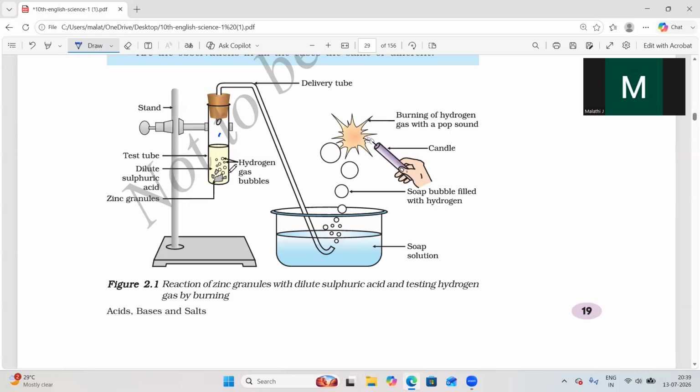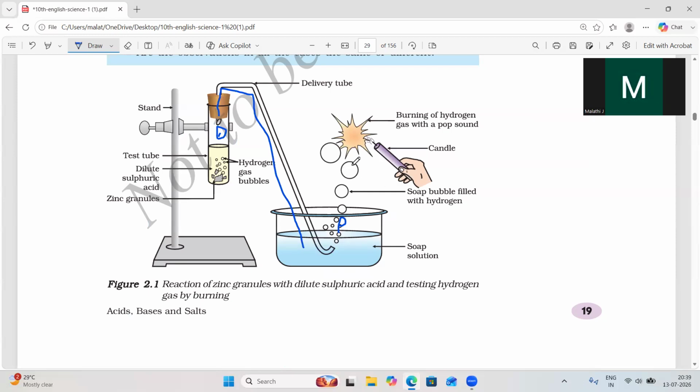Here it will be dilute sulfuric acid and zinc granules in a test tube. You close the test tube with a rubber cork. So hydrogen gas will be evolved. Here you don't know whether the hydrogen gas is present. So this hydrogen gas, you pass it into the soap solution. Here the bubbles will be formed. See, bubbles will come outside.